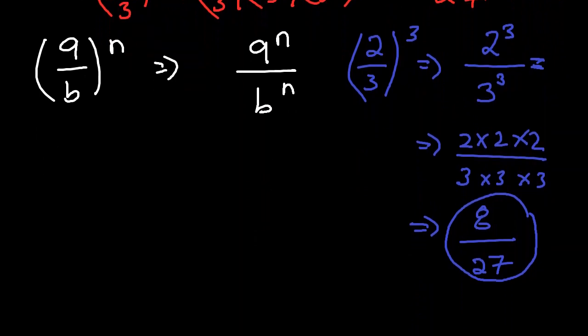So let's look at another example. How about if we have a negative up front? So we have a negative, and then we have a over b to the power of n. What would this give us? Well, the answer would actually be the same as when we had a over b to the power of n with no negative, but then we just stick a negative up at the front. Okay, so what do I mean by that?